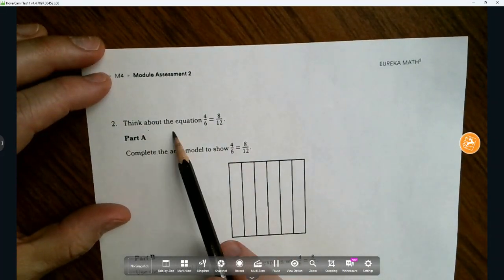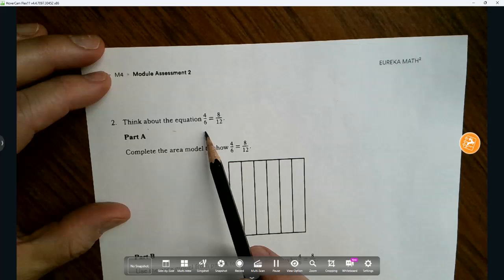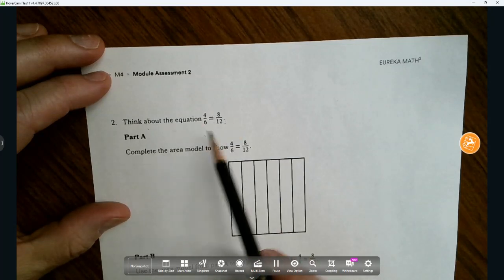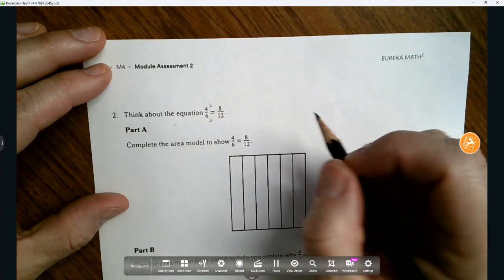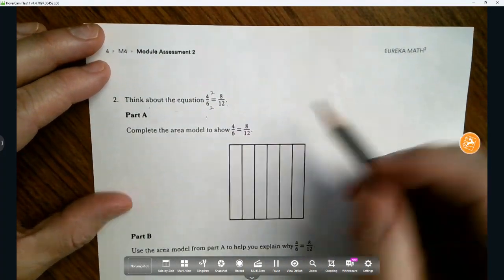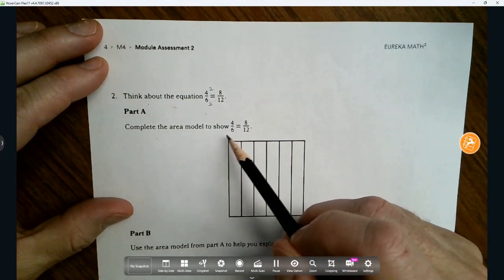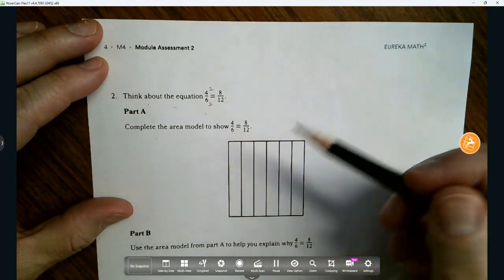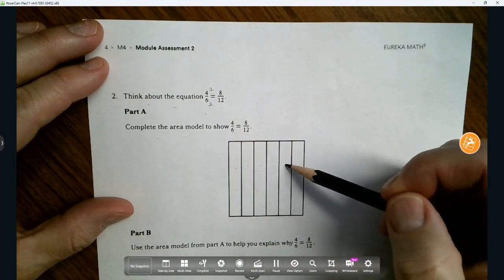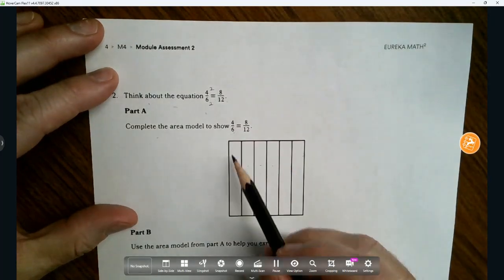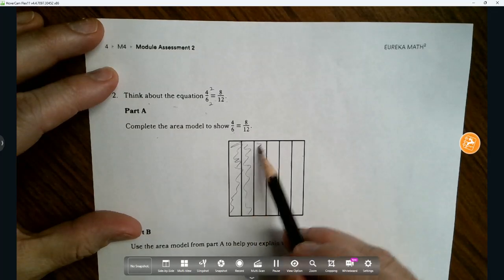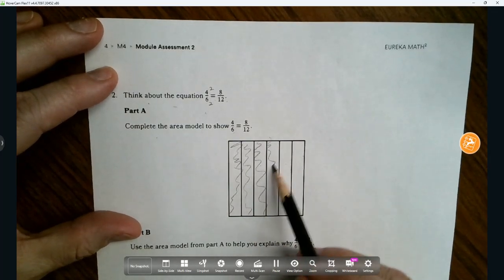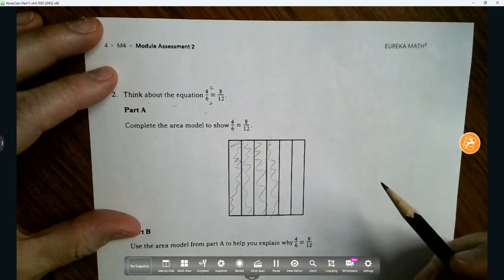It says, think about the equation 4/6 equals 8/12, which that is true. It does, because if you multiply the 6 by 2 and the 4 by 2, you're going to get 8/12. Complete the area model below to show 4/6 is equal to 8/12. So we have 1, 2, 3, 4, 5, 6 of these. And it says 4. So let's just do a light little shading. Okay, there, that's 4/6, right?